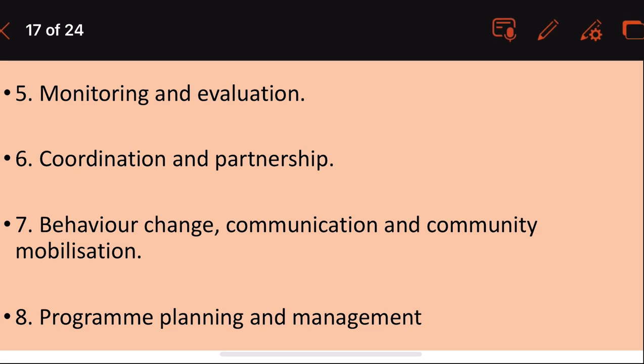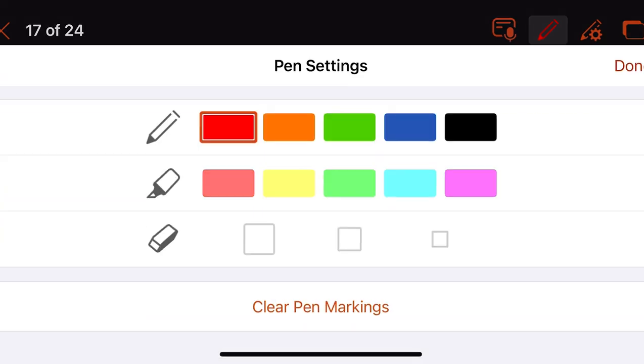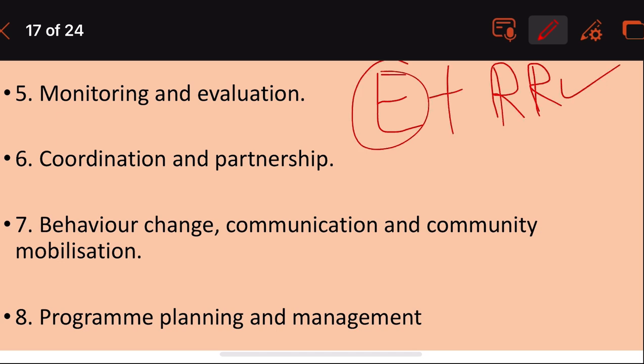So guys, what are the other strategies? Epidemic preparedness and the rapid response. After the epidemic, you can correlate, okay? Now just for example, let us consider there was an epidemic outbreak. We have to rapidly give a rapid response to that epidemic. Followed by the epidemic, we need to monitor and evaluate the cases, and then we alone can't do it, so we want the coordination and partnership with others.